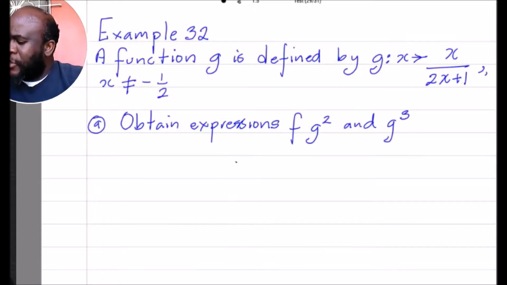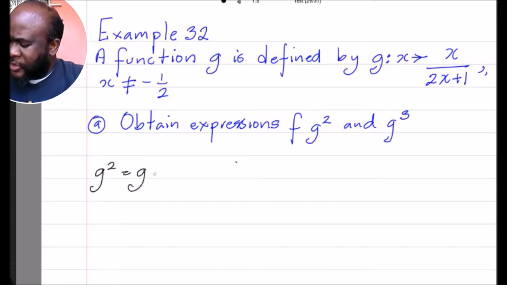Example 32. The function g is defined by g of x is equal to x over 2x plus 1, where x cannot be equal to minus a half. Obtain expressions for g squared and g cube. All right, first of all, g squared means g of g of x. So in g, wherever I see x, I'm going to take out x and put g.